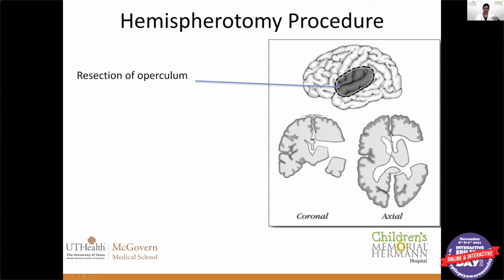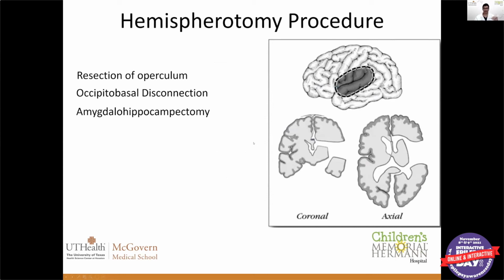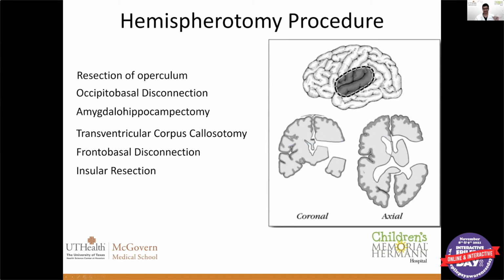And so we start by doing a wide resection of the operculum and then doing an occipital-basal disconnection, an amygdalohippocampectomy, which is part of that mesial temporal lobe over here, that if we were doing a temporal lobectomy, we would take all this out. So here's that part. Then we go through the ventricle and do a transventricular corpus callosotomy. So you can see what happens. That's the corpus callosum there, and we cut in the front and the back. Then we do frontal basal disconnection, that's up here. And then an insular resection, usually taking 1 or 2 millimeters off the insula here. And we leave a ventricular drain.